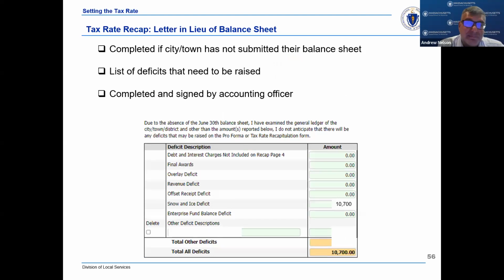So if you haven't submitted your balance sheet, or your balance sheet hasn't been approved, if your balance sheet's not approved or not submitted at all by the time you submit your recap, you have to include the letter in lieu of balance sheet.